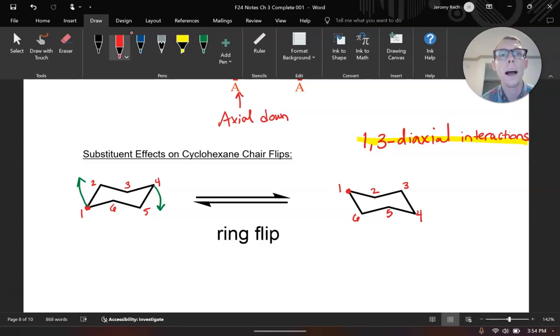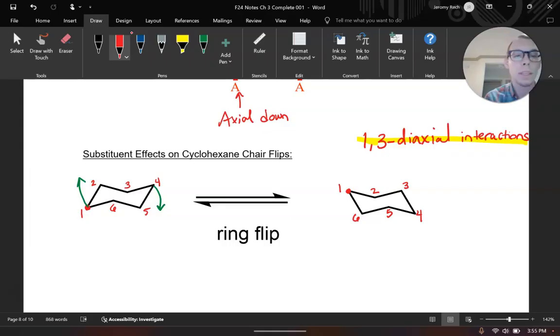Now, on any arbitrary position, you're only going to have 1 axial and 1 equatorial, and there's only going to be a very specific direction of up and down, and they need to be different. You're never going to have an axial up and an equatorial up on the same carbon. You're always going to have 1 axial, 1 equatorial, 1 up, and 1 down. The question is what combination you're going to have.